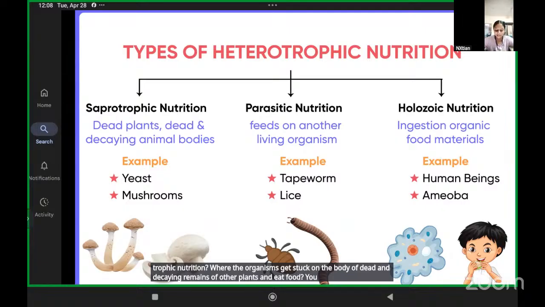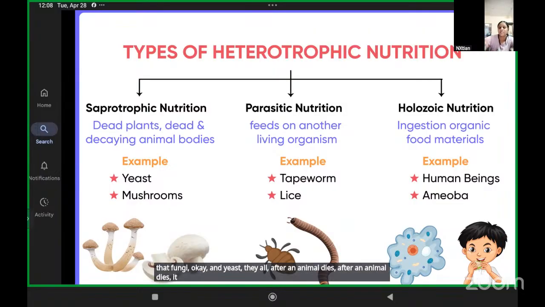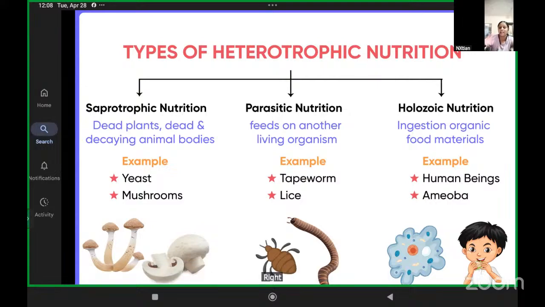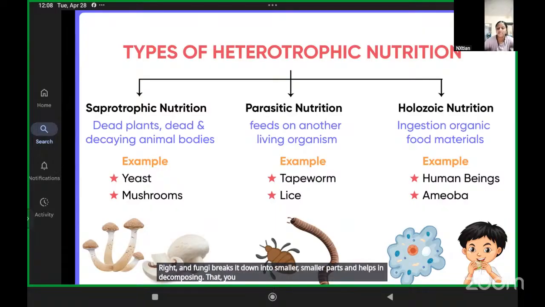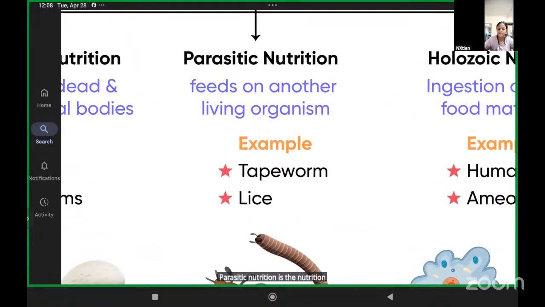You know this, that fungi and yeast, after an animal dies, fungi starts to grow on its body, right? And fungi breaks it down into smaller parts and helps in decomposing, that you know. So these organisms such as yeast and fungi get nutrition from living on dead plants and dead and decaying animal bodies.